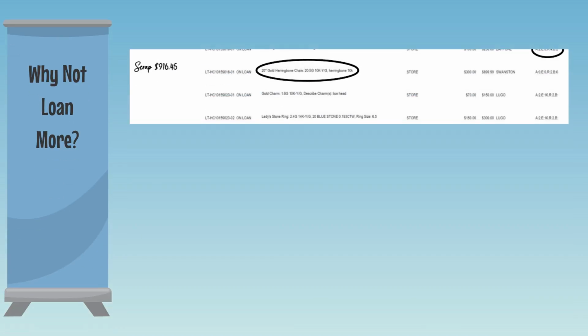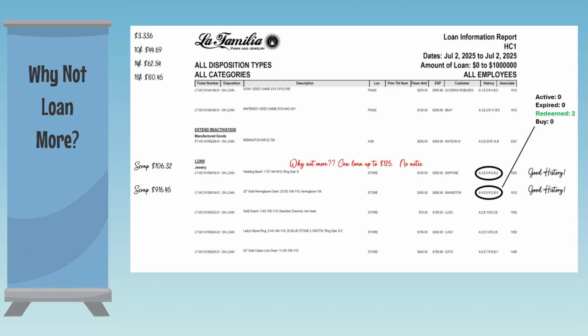Alright, let's take a look at another example of the Pawn Walk. This one is a 20-inch gold herringbone chain, weighing 20.5 grams of 10-karat gold. The scrap value is $916.45. So what's the next step? We go to the history. In this case, the history shows 0 active, 0 expired, and 2 redeems. That tells us that the customer picks up their items and they have good history.